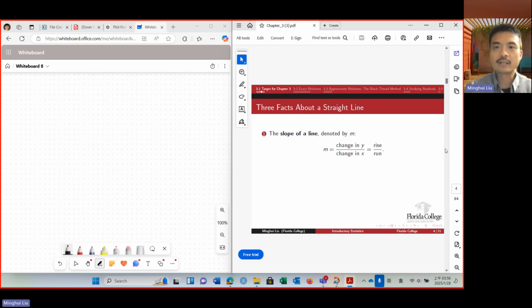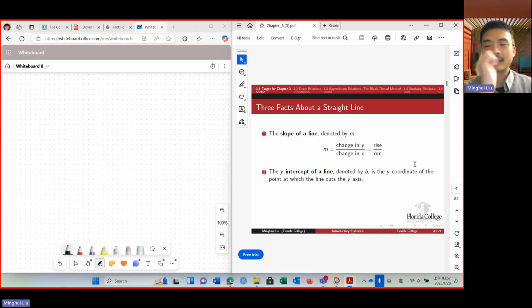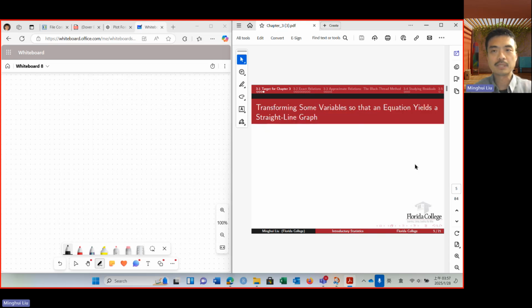So in summary, the slope of the line, usually denoted by m, is defined by the change in y divided by the change in x, or in other words, rise over run. And the y-intercept, usually denoted by b, is the y-coordinate of the point at which the line cuts the y-axis. Another way to think about it is the y value when x is equal to 0. And finally, once you know the slope is m and the y-intercept is b, you can write the equation of the line as y equals mx plus b.